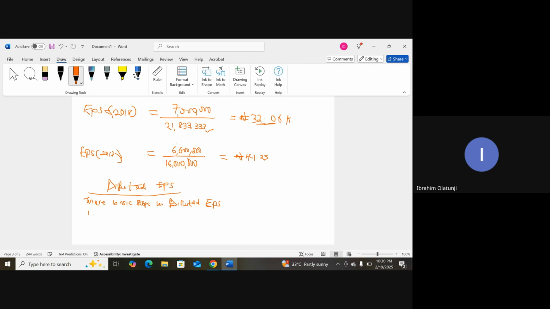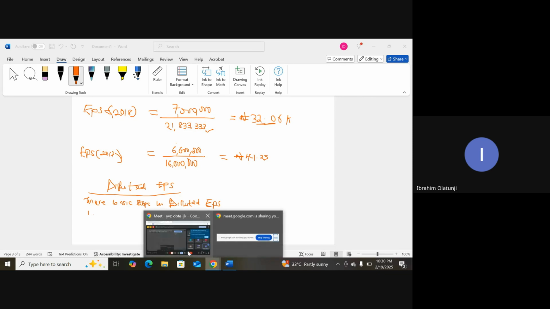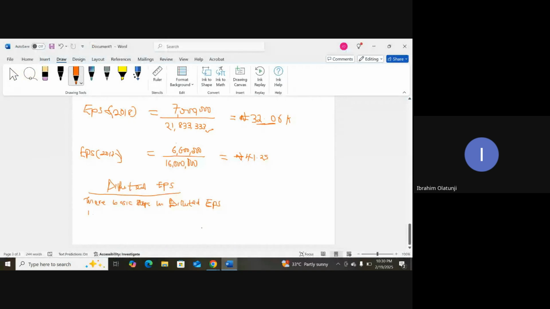One, when we want to test for dilution, the first thing that we need to do is calculate the weighted average number of shares for basic EPS. That's number one that you need to do.